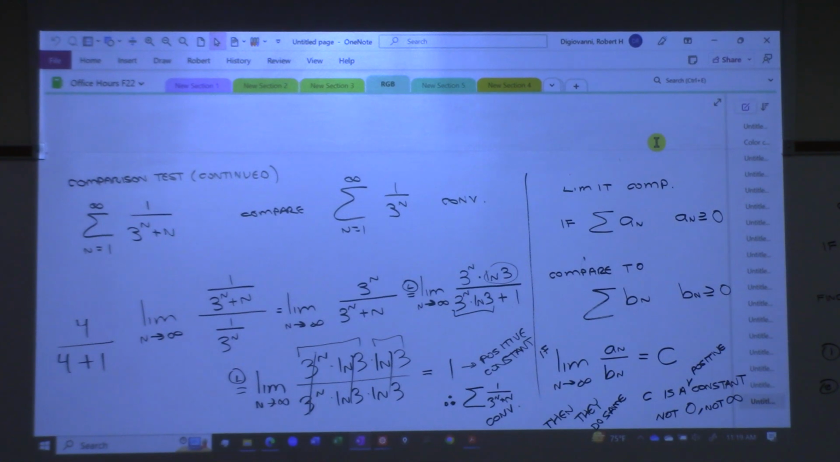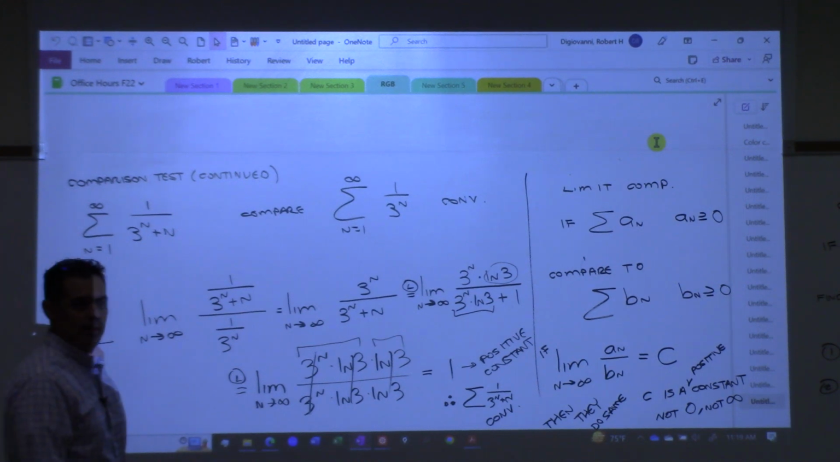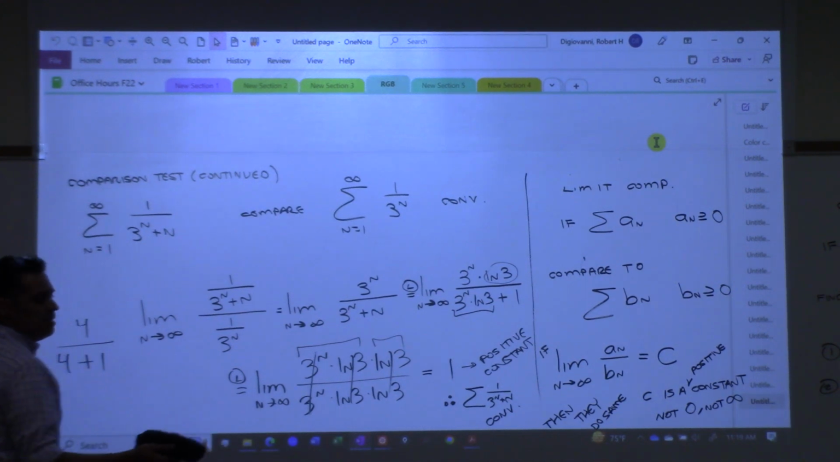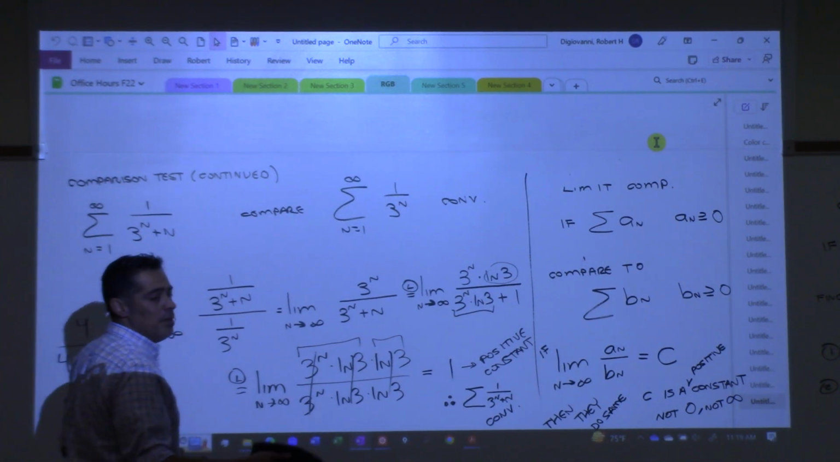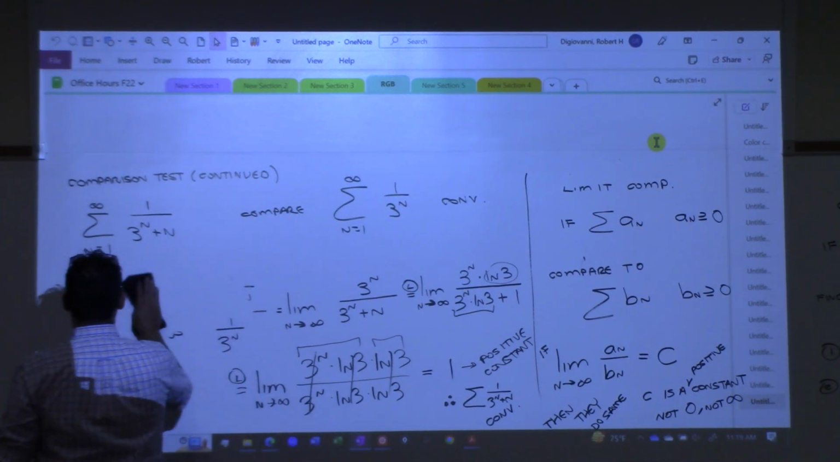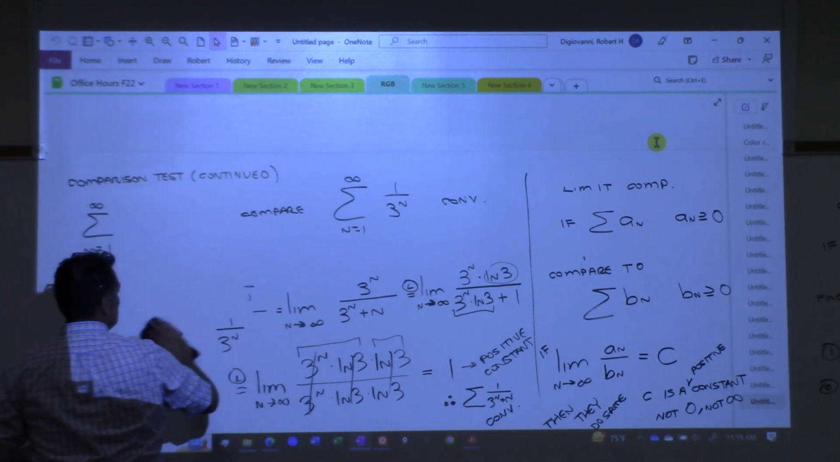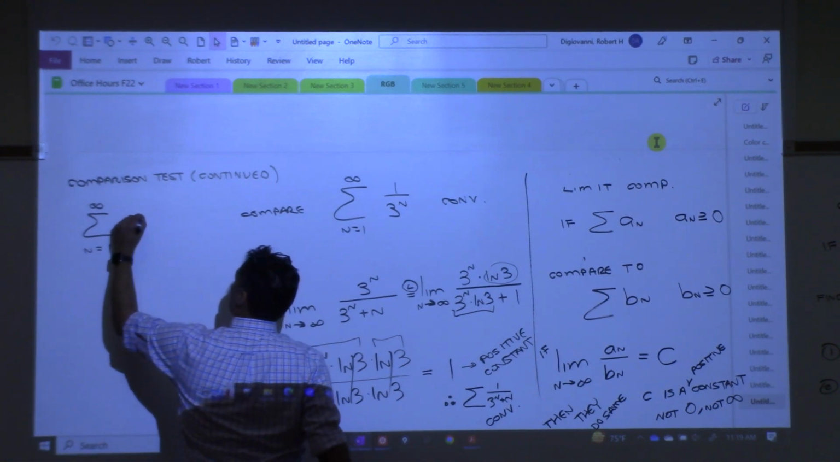Yes? Sorry, it's a quick question. So can you always do the limit comparison test instead? Yes. You can always do this test. Sometimes it's better than the other way, sometimes the other way is better. You won't know until you do it. You're going to just have to do the test and see what happens. Let's do this one.